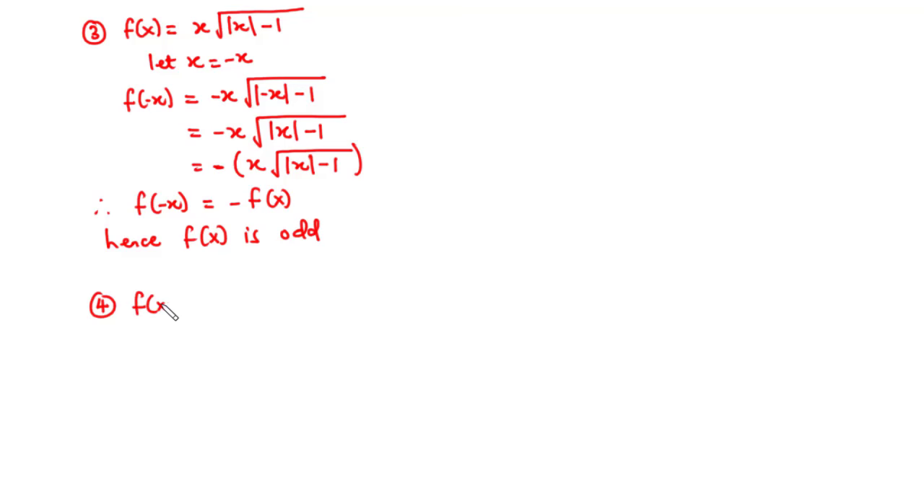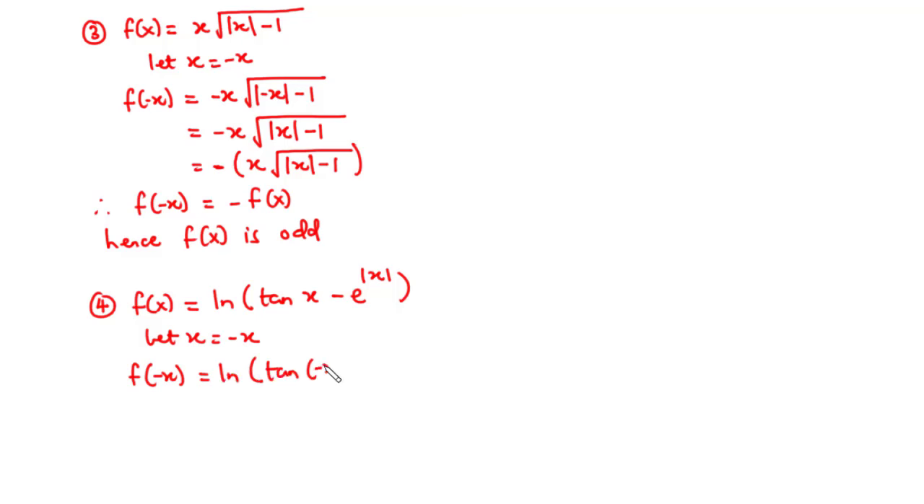That is f of x equals ln into bracket tan x minus e exponent the absolute value of x. Now let's try this question. So let x equals negative x. We have f of negative x equals ln into bracket tan negative x minus e exponent negative the absolute value of negative x.